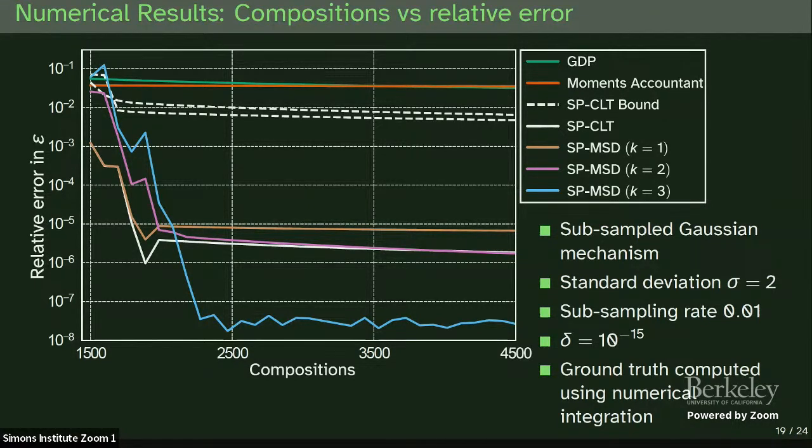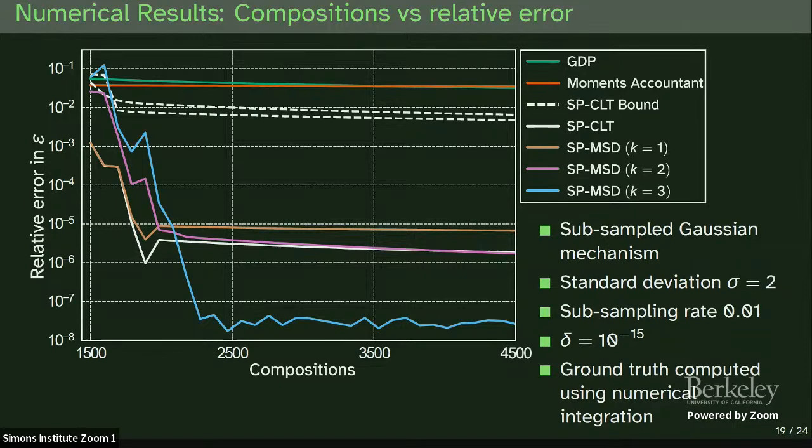Here's another plot showing how well these things do. This is for a fixed mechanism and a fixed delta, where we're varying the number of compositions, and I'm plotting relative error in epsilon. We were able to compute a ground truth epsilon, and this is the relative error. What you see is both the Gaussian approximation and the moments accountant are not doing great. The SPCLT bounds are better, but what's interesting is that the SPCLT approximation itself, the middle of the bounds, is actually way better than the bounds indicate. So it seems like this error bound is pretty loose.